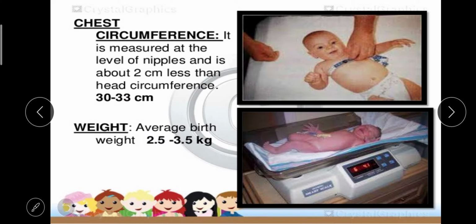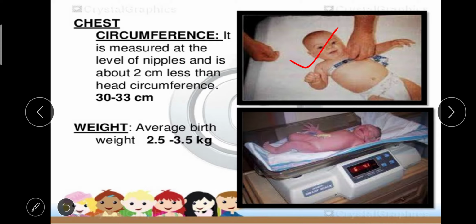Next one is chest circumference. It is measured at the level of the nipple and is about 2 cm less than head circumference. So the normal chest circumference is 30 to 33 centimeters. So it is almost 2 cm less than the head. And this is the picture of how we are going to measure it.